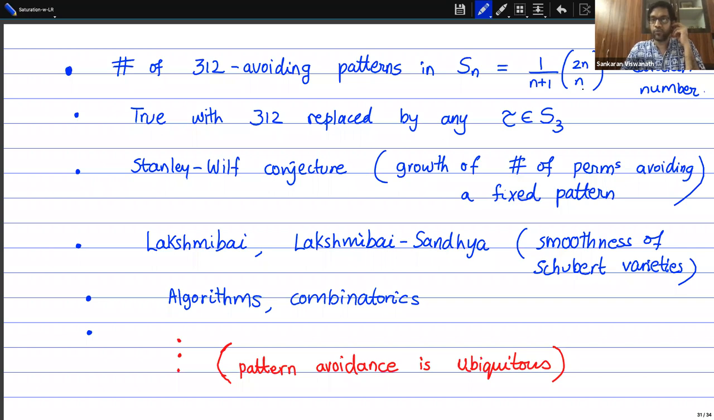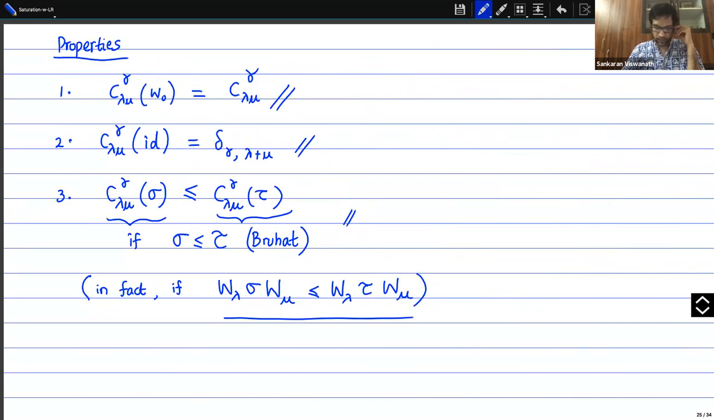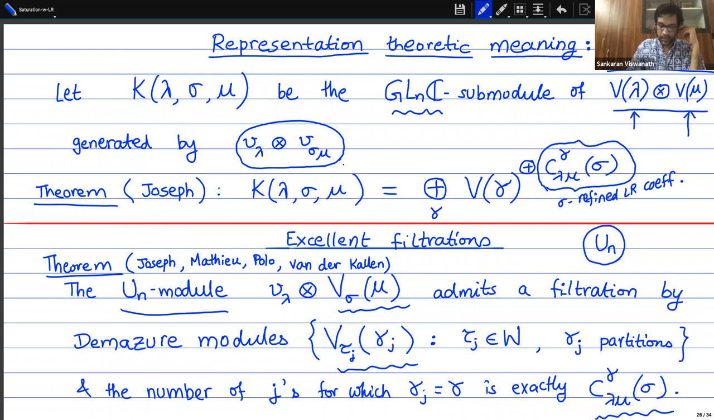So for the other thing, where you want to work with GLN modules, you take this very same thing you just said: the character V lambda tensor the Demazure module. The GLN submodule generated by this vector is what we are looking at, what I call K. There are two ways of defining K. The K I defined as the GLN submodule generated by this single vector is also the GLN submodule generated by V lambda tensor V sigma mu, because this Demazure module is contained in the GLN module generated by this. So you can also define it like that.